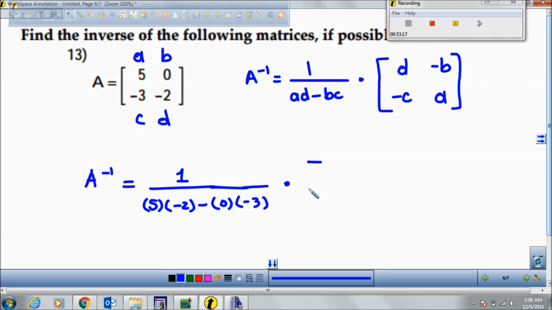times D, which is negative 2, A, which is 5. So basically I just switched them. Negative 2 went in place of A, 5 went in place of D. And then B, I have to multiply times negative 1, so 0 times negative 1 is still 0. And then C, which is a negative 3, multiplied times a negative 1, it's a positive 3. And you just work it out.